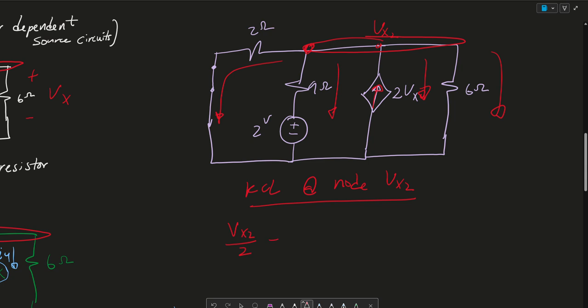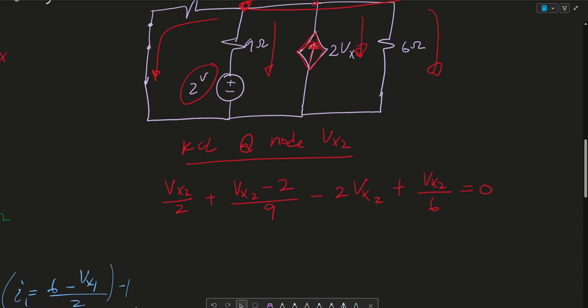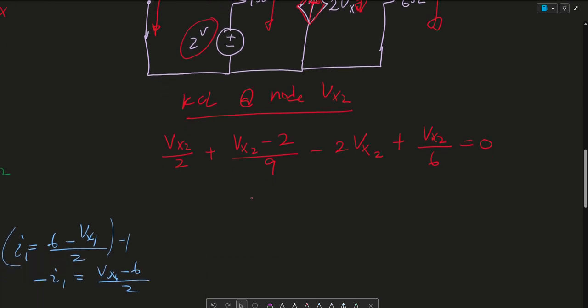So essentially what that looks like is Vx2 divided by 2 plus (Vx2 minus 2, because this is this 2 volt power supply) divided by 9, minus 2 Vx, because I'm being opposed. It's going the opposite direction. Plus Vx2 divided by 6, which is equal to 0. Again, another way of doing it, which you would get the same result. But again, I can pull out a Vx2, and I'm left with 1/2 plus 1 over 9 minus 2 plus 1 over 6.